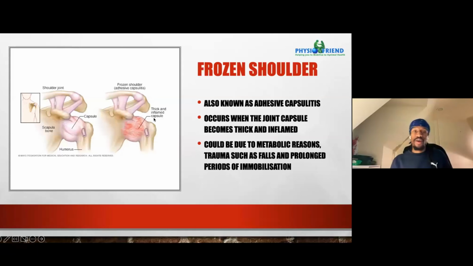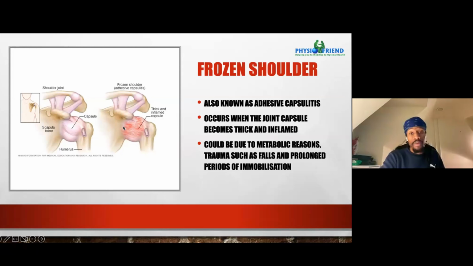And lastly, we've got frozen shoulder. So as I showed you in the diagram at the beginning, with the joints, the glenohumeral joint, the glenoid fossa or cavity, and the humeral head is surrounded by a capsule, which again helps to further stabilize the joint. But there are conditions where the capsule can become thick and inflamed. So this can happen because of metabolic reasons such as diabetes.